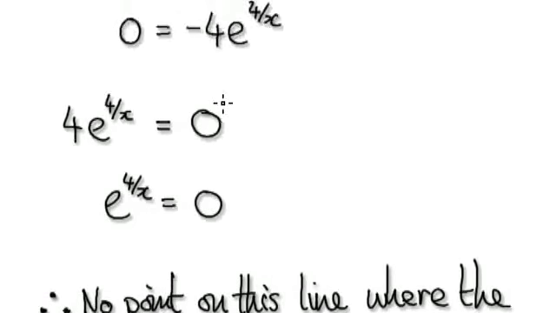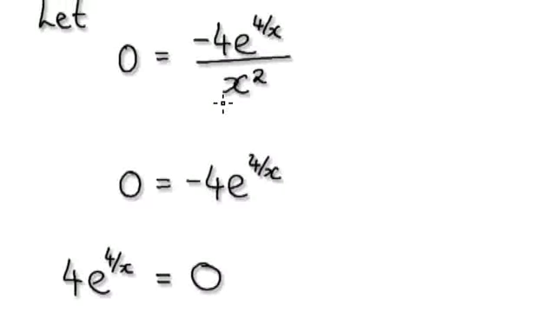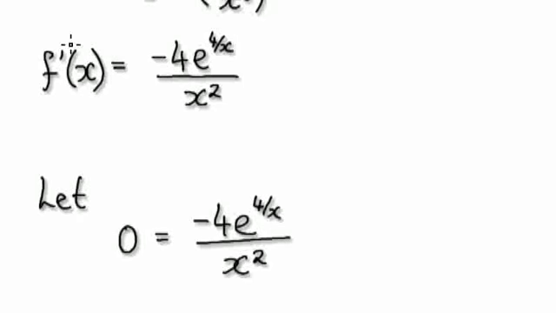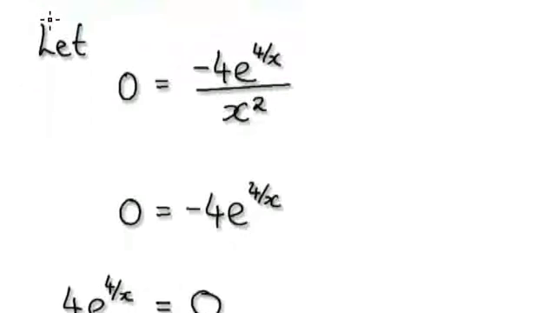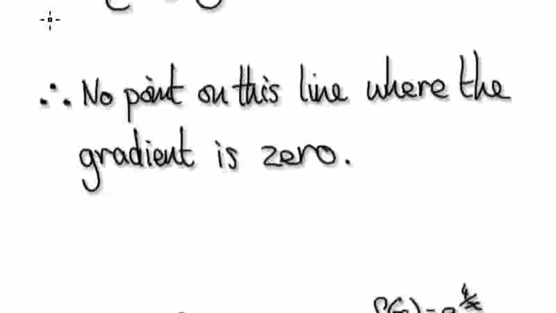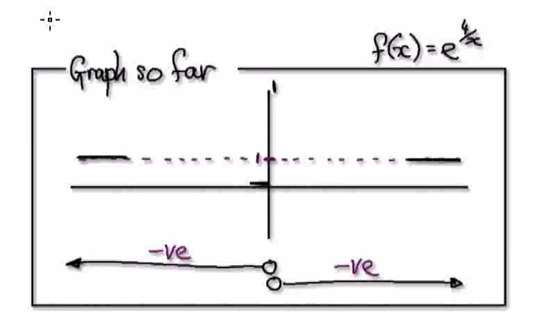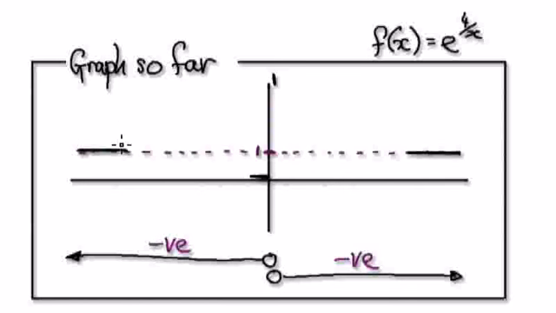The point here is that looking at this derivative here, there's no point where the gradient will be 0. So we know the graph would do something like this, heading towards 1. This is really big, heading towards here. But at no point will the gradient be 0.